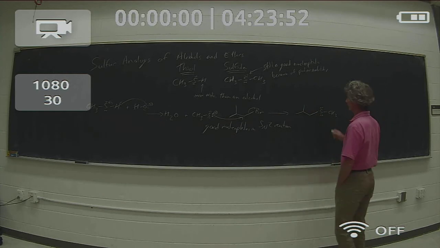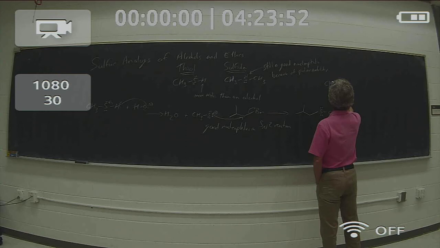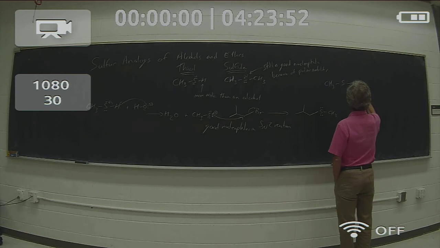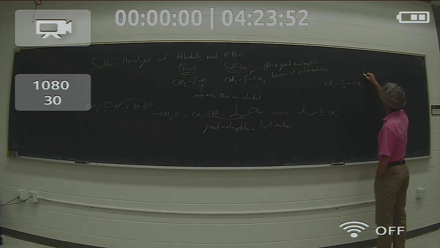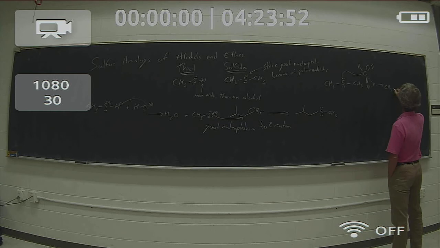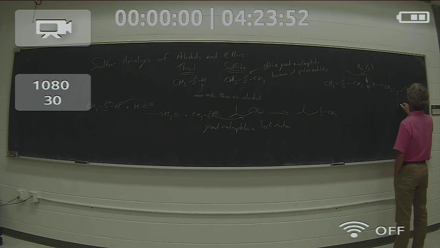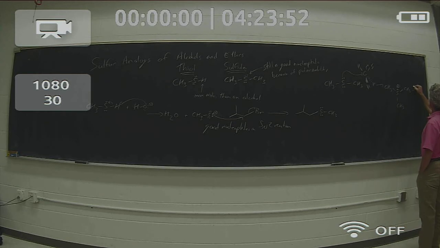Even the sulfide, though, can do an SN2 reaction if confronted with an unhindered molecule with a good leaving group, like iodomethane, for example, to generate sulfonium salts. And these salts are excellent SN2 substrates themselves that can react with other nucleophiles.